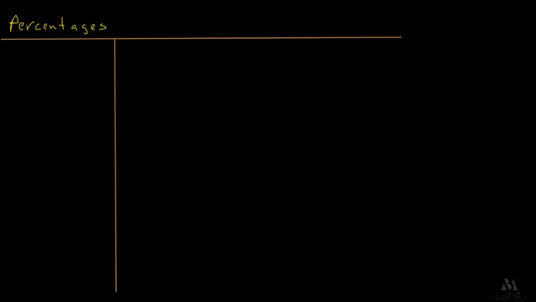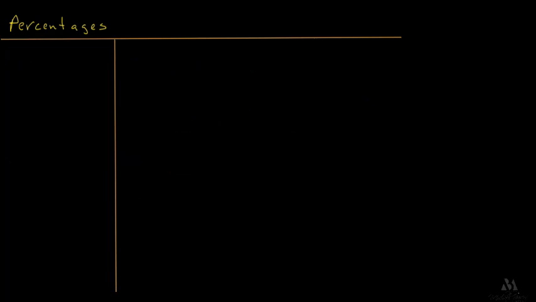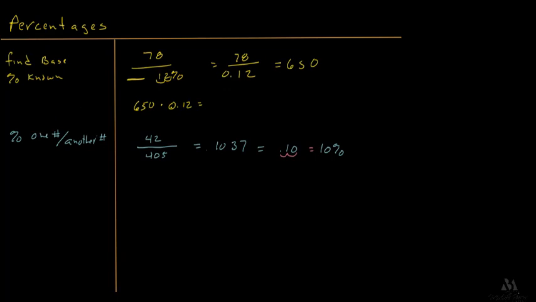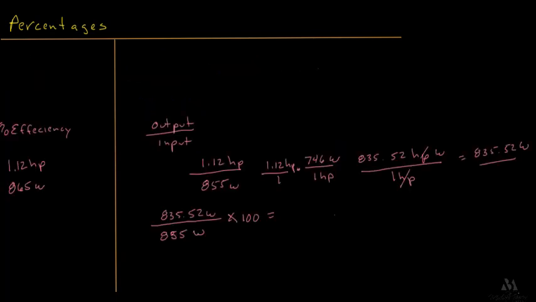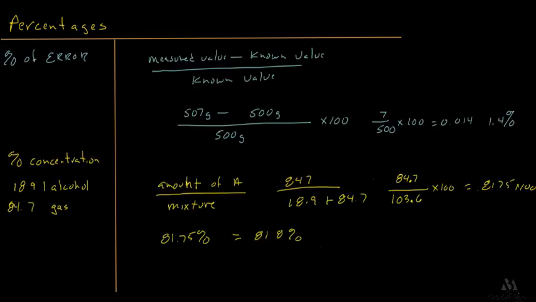All right, let's talk about percentages. We talked about how to solve percentage problems, and we used our little percentage triangle, the amount over the base times the percentage. We talked how to find the base when we know the percentage, and how do we find the percentage of one number over another. We talked about how to calculate efficiency. We talked about how to calculate percent change. And finally, we looked at percent error and percent of concentration. Covered a lot of stuff, all to do with percentages.